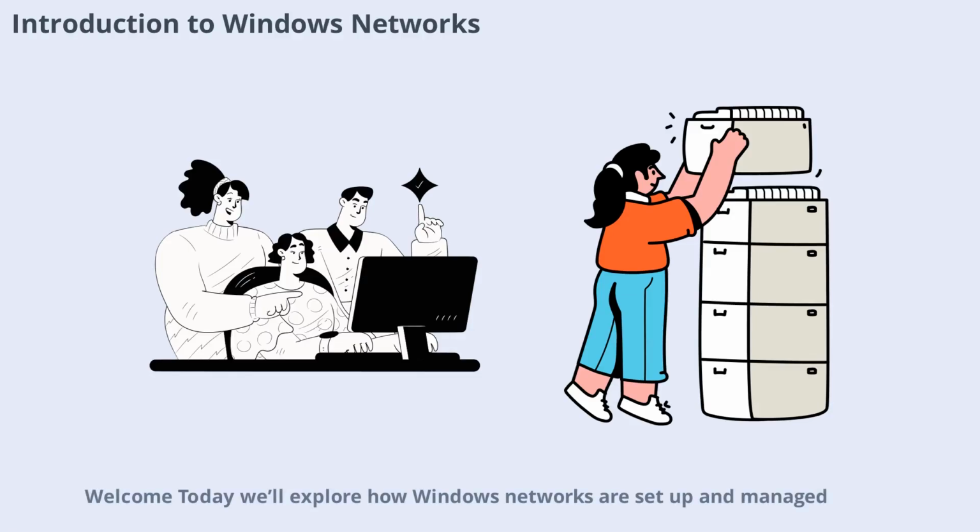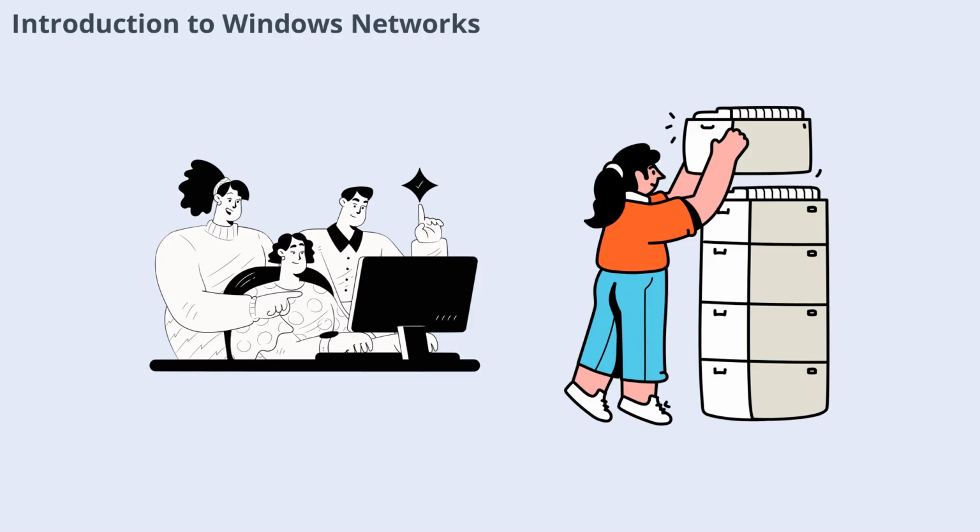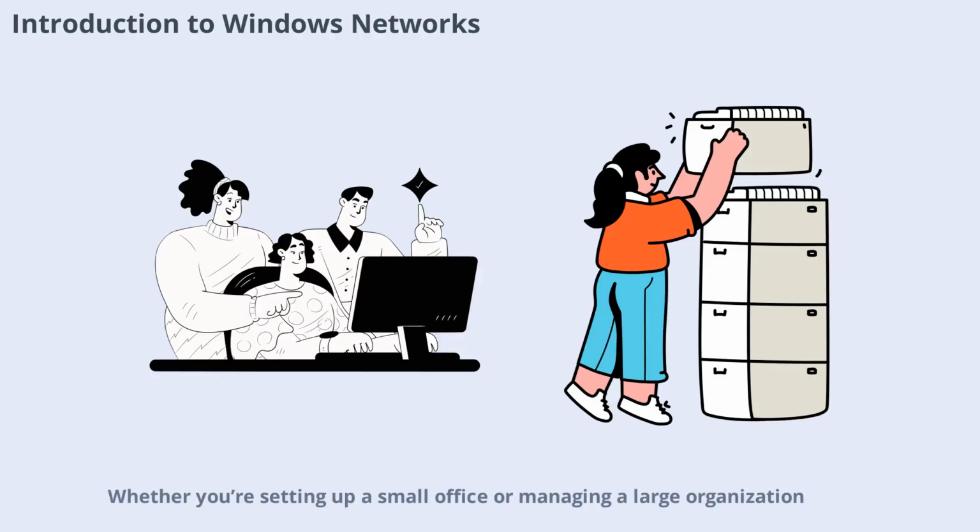Welcome. Today we'll explore how Windows networks are set up and managed, focusing on two main systems, workgroups and Active Directory domains. Whether you're setting up a small office or managing a large organization, understanding these systems is crucial. We'll start by breaking down what a Windows workgroup is, how it differs from a domain, and then walk through practical steps for configuring both. By the end, you'll know how to share files, printers, and manage users efficiently. Let's dive in and make network administration simple and approachable.